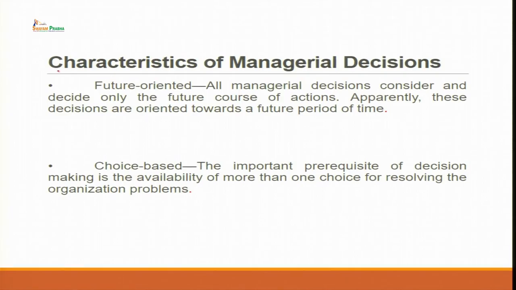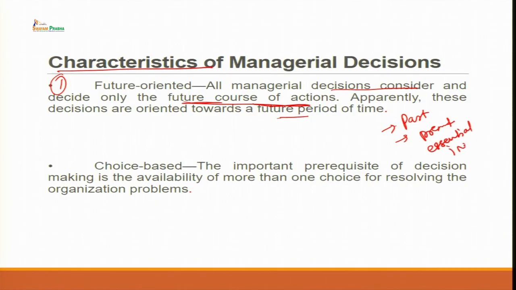Let's understand various characteristics of managerial decision making. The first characteristic is that it is future oriented. Now, what do we mean by future oriented? All managerial decisions consider and decide only the future course of action. So, this is related to future orientation. Apparently, these decisions are oriented towards a future period of time, but however, the past information and the present information also play essential inputs for taking this future decision.